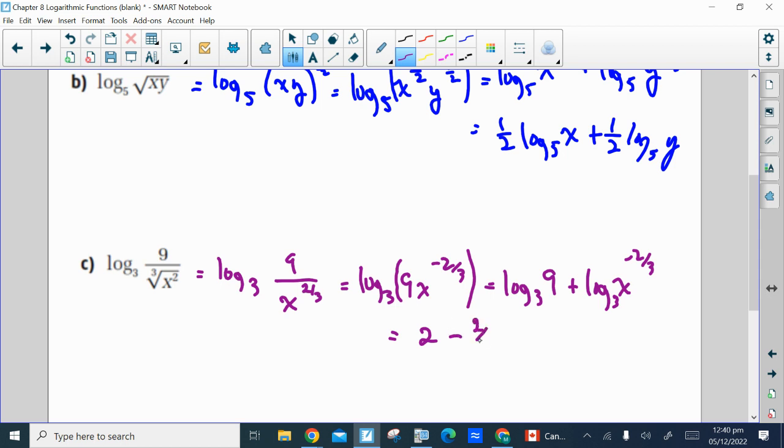And then to finish us off, we'll use the power law. The negative 2/3 comes in front as a coefficient. So it'll be 2 take away 2/3 log base 3 of x.